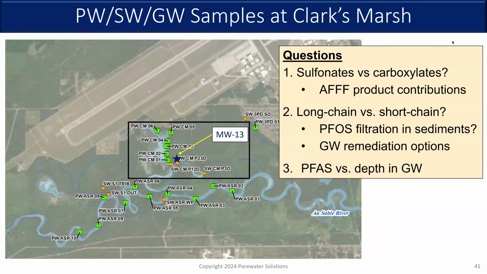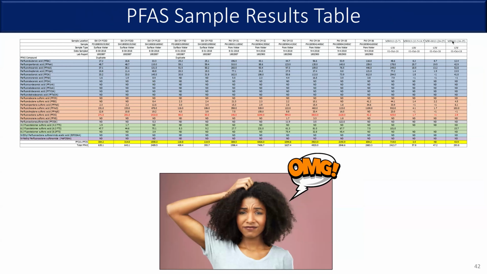So we can see we've actually got 6 pore water samples along the outside of this beaver dam. We've got 3 surface water samples downstream, and we've got one monitor well that was near this area with data. So this is what the table looks like.